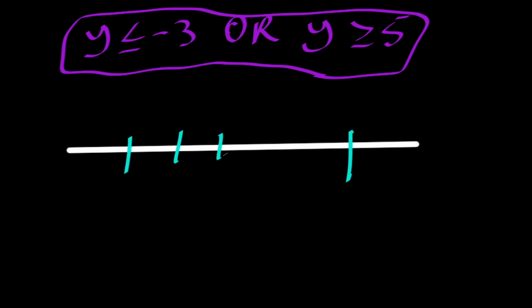All right, so now obviously we'll have a bunch of points through here and here and here, but I'm just going to do the main ones, -3 and 5. All right, so we're going to go to -3. Should we have an open point or a closed point?